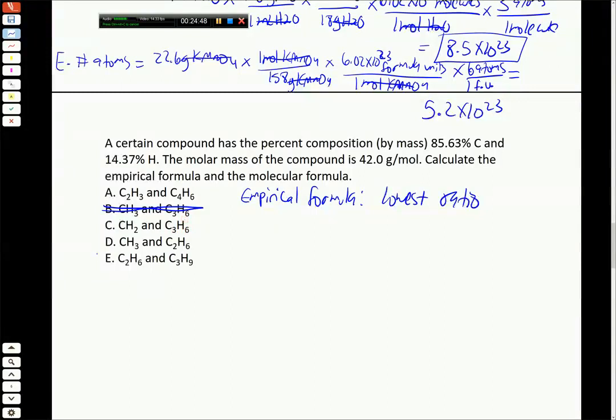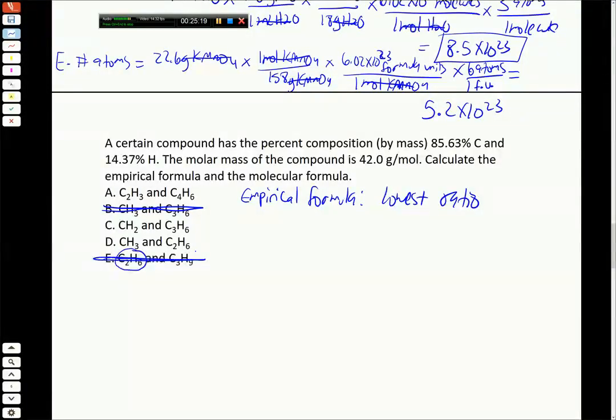And then finally for choice D, this one's fine. CH3, C2H6, those two are both 1 to 3 ratios. But then for choice E, you have C2H6 and C3H9. This is not an empirical formula. C2H6 is not the smallest ratio of 2 and 6. It should be CH3, so we can't use this as our answer choice either. So without even doing any math, we've eliminated 2 answer choices.